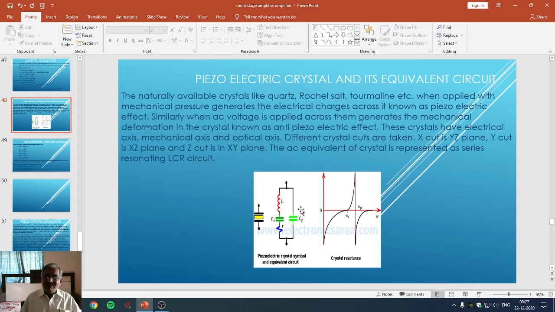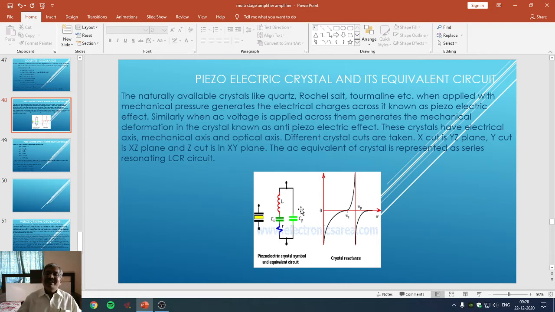Now, to behave like a piezoelectric crystal or to show the anti-piezoelectric property, the crystal should be cut in a proper manner. If you take a crystal cut in the xy plane, it is called a z-cut crystal. If you take a crystal cut in the yz plane, it is called an x-cut crystal. And if you take a crystal cut in the xz plane, it is called a y-cut crystal.